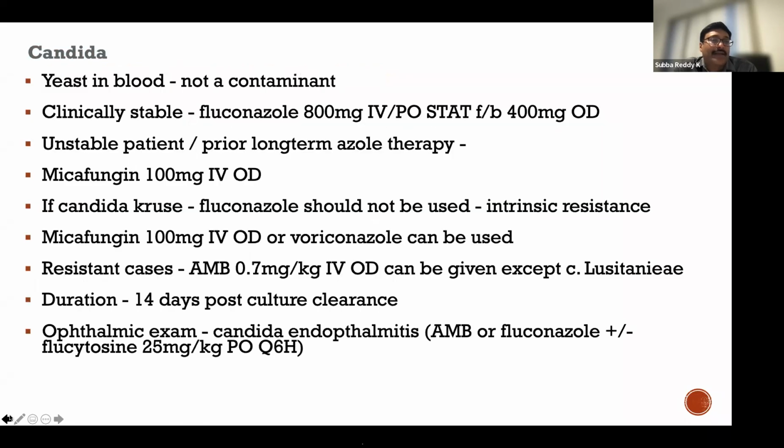So as I told, Candida: when you get yeast in the blood, it is not a contaminant. Last time also we discussed, if the blood cultures are growing Candida, it is not contamination, and then you have to start fluconazole if the patient is stable. If the patient is unstable, then we have to start echinocandins like micafungin or anidulafungin.